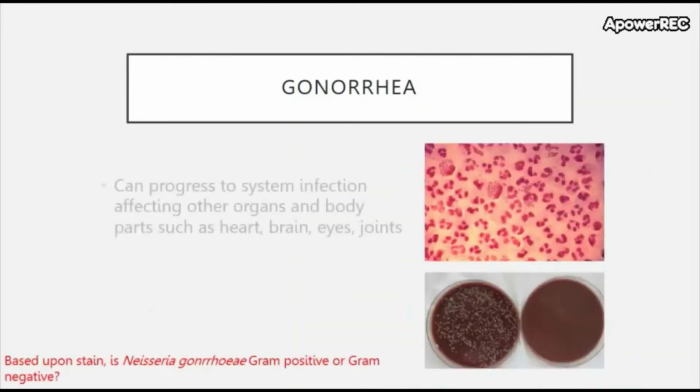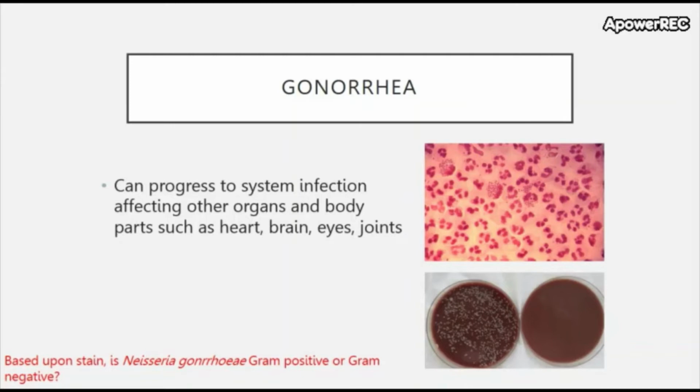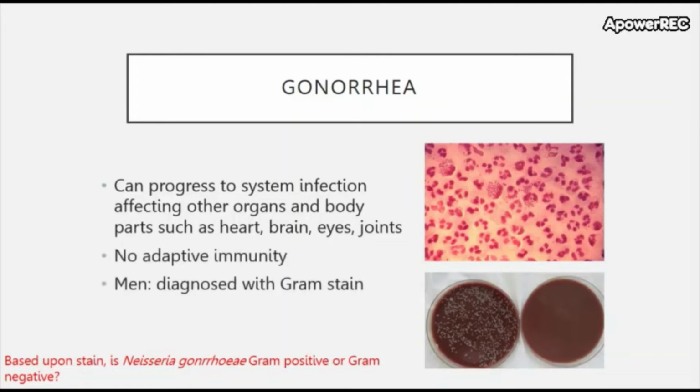One of the issues with gonorrhea is that it can progress into a systemic infection affecting other organs of the body, such as the heart, brain, eyes, and joints. Another issue is there's no adaptive immunity. Men can be diagnosed with a Gram stain. If you look at the image to the right, you'll see that a Gram stain results in pink cells. And if you recall, pink cells tell us that it's a Gram-negative bacterium.